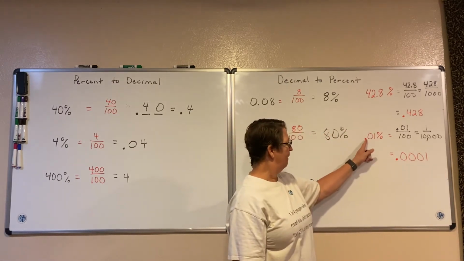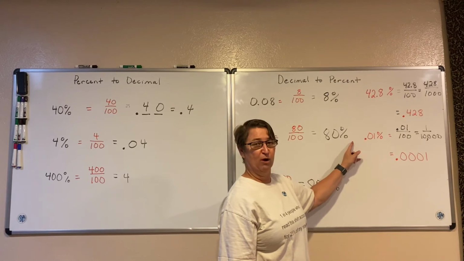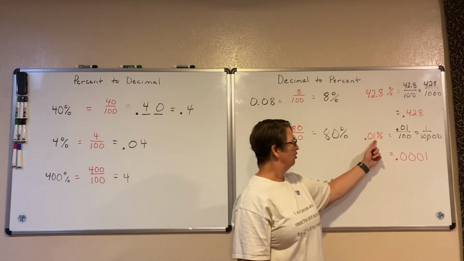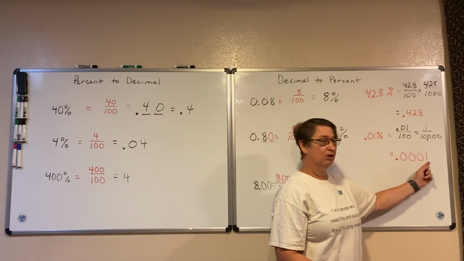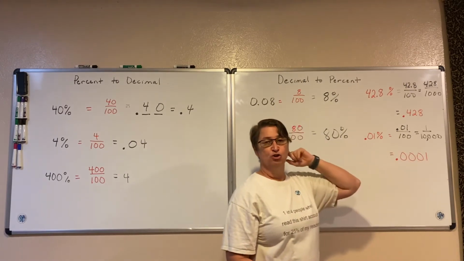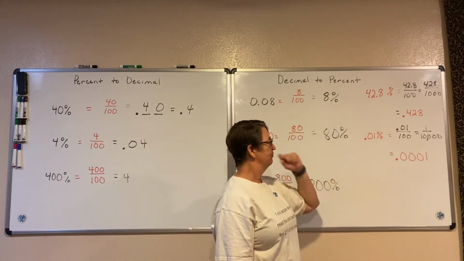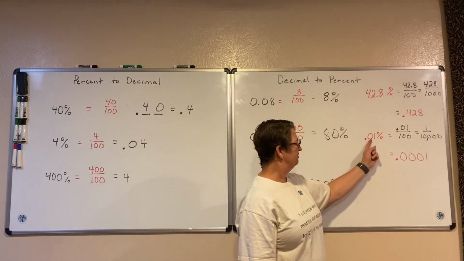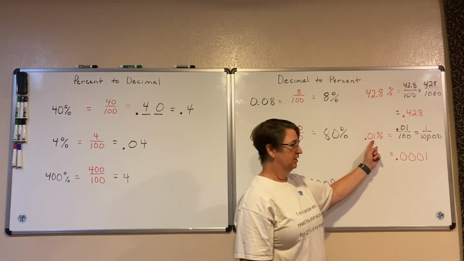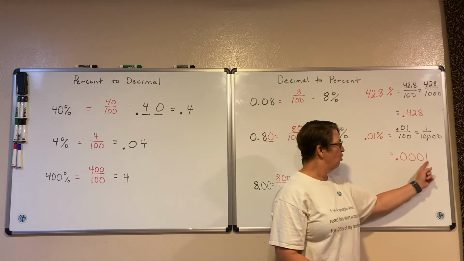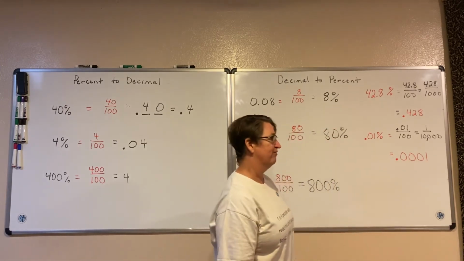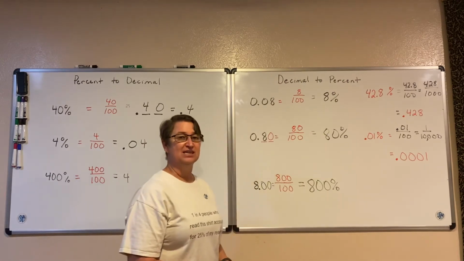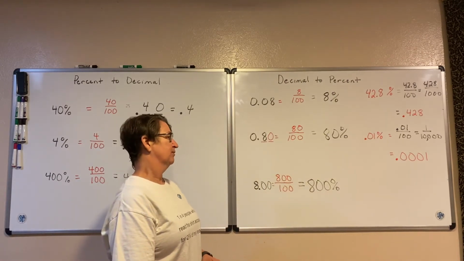Again, notice what happened is I moved it over 2 spots to the left. So when I'm going from a percent to a decimal, I'm moving that decimal over 2 spots to the left. So 0.01 out of 100 is the same as 1/10,000ths. If I were to divide my pizza into 10,000ths.